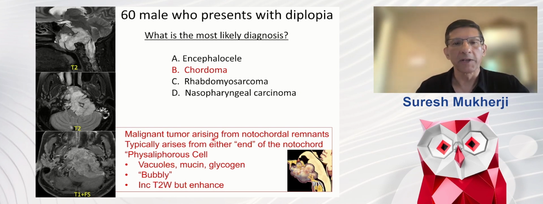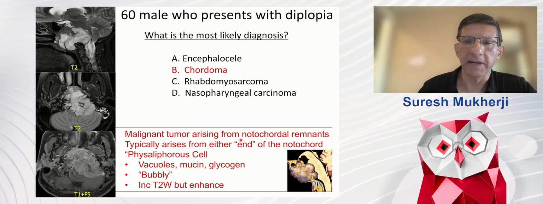Remember, chordomas are malignant tumors that arise from the notochord remnants. And for me, I would always get this confused. The notochord does not form the spinal cord, but rather the notochord forms the vertebral body. As a result, chordomas can arise from the polar ends of the spine. They can arise here at the skull base, or all the way at the inferior portion of the sacrum. Those are the two most common areas where chordomas can arise.